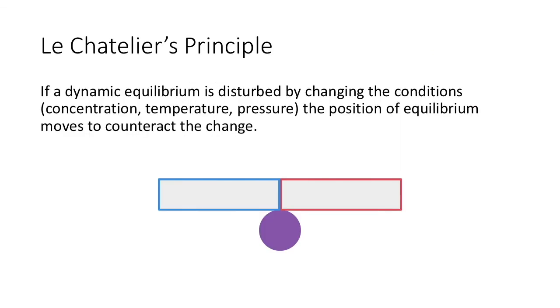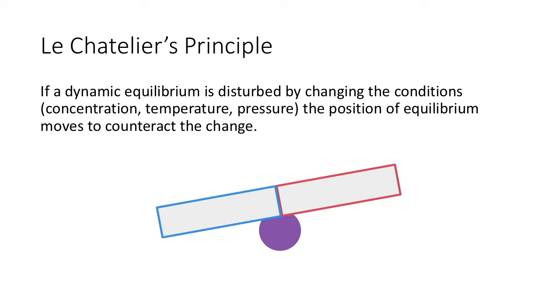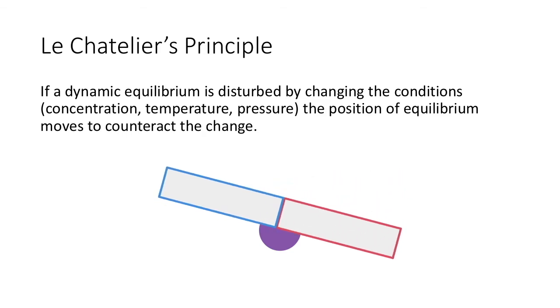To shift the position of equilibrium, we've got to work with Le Chatelier's principle. That says if a dynamic equilibrium is disturbed by changing conditions like concentration, temperature, or pressure, the position of equilibrium moves to counteract that change. So it's a bit like a seesaw. If we push down on one side, the other side then pushes back to counteract what's happened.